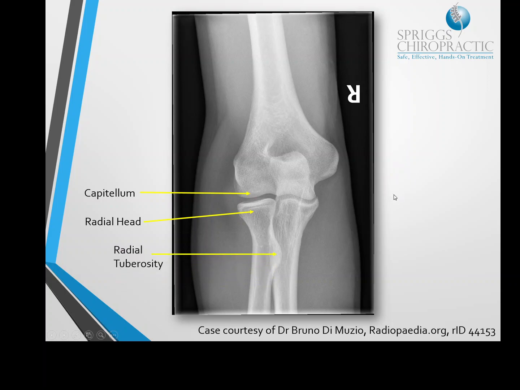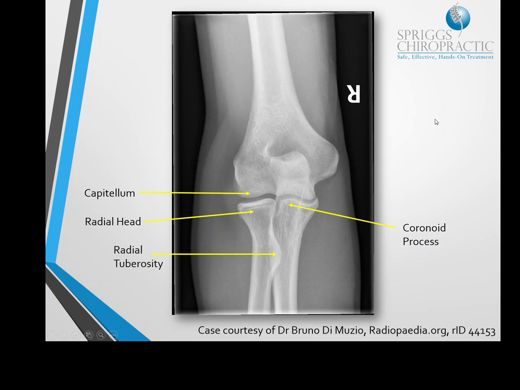Then we've got the radial tuberosity, which again, when you see it on an elbow view, you notice just how large it is. When you see it on the forearm, it doesn't actually look all that big, but you can really appreciate just how large this particular area of bone is. This is obviously the attachment site for the biceps tendon and things like this.